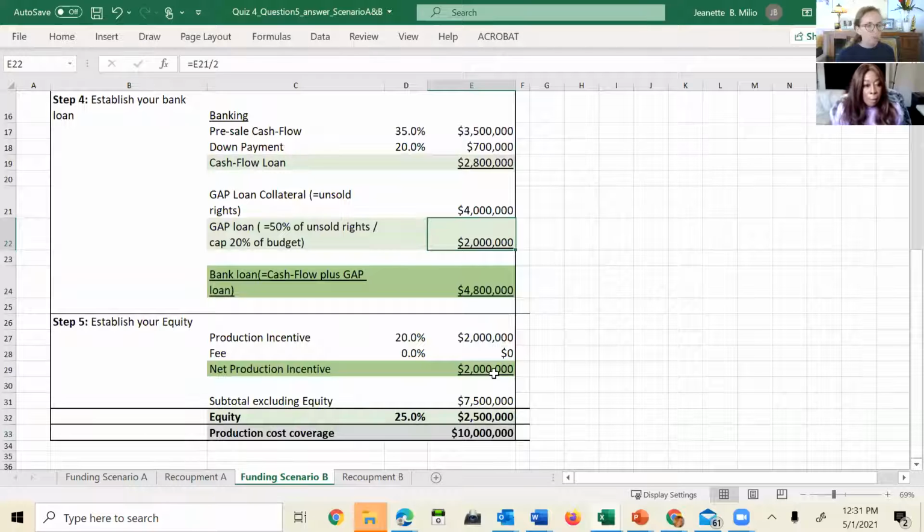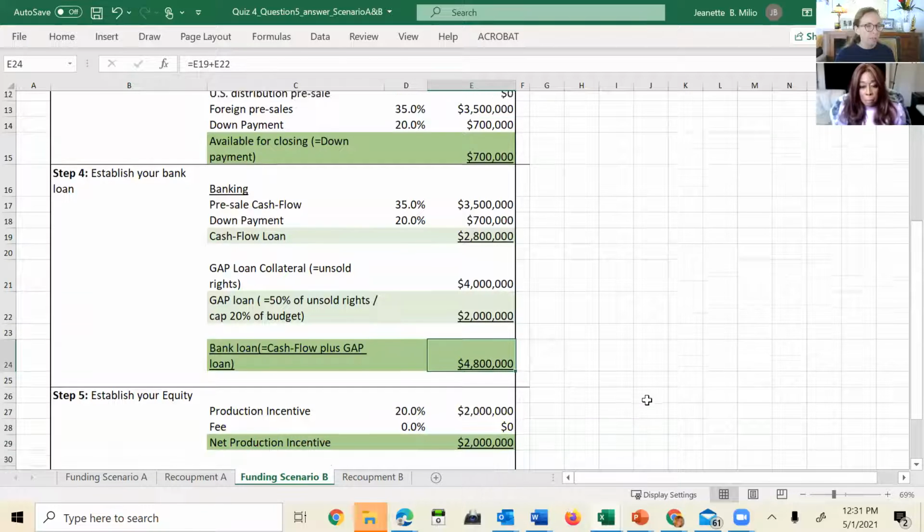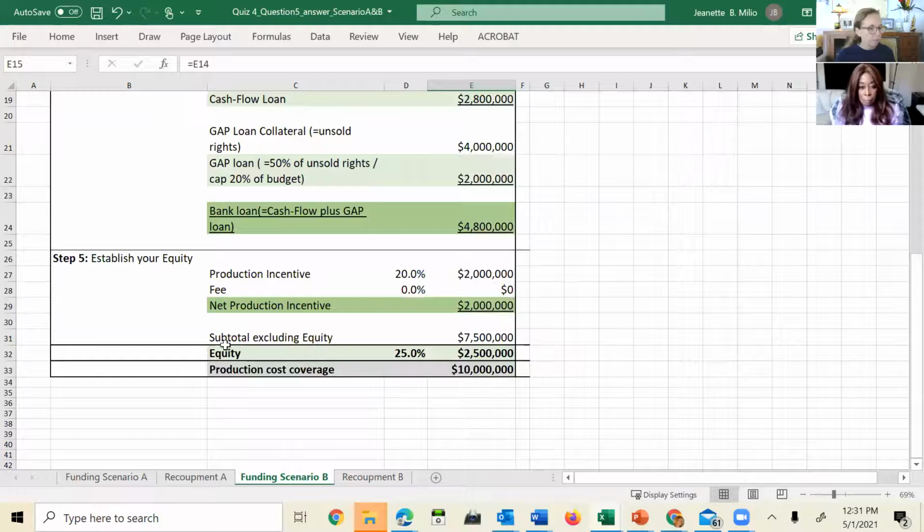We are going to shoot this in a production region as we always do. We get 20% of the budget, so we get $2 million. If I sum this all up, I have $2 million in incentives, I have $4.8 million from the bank, and I have 700,000 in down payment. Let me see how much that is. It's 7.5 million. This is what we have right now. So what do we need in order to cover our 10 million? It's 2.5 million.